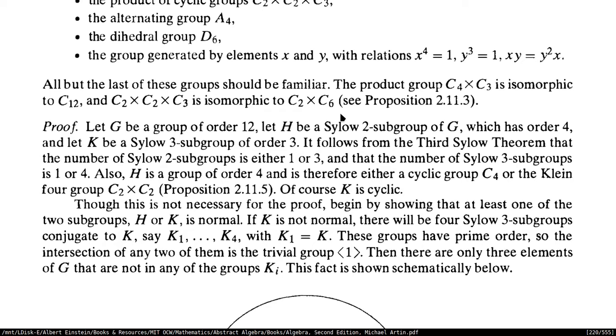The non-abelian ones. Oh, wait. I was wrong. How could I be wrong? Oh no, the Klein 4 group is just Z2 cross Z2. I'm looking at his paragraph where it says proof. It says that H is either the cyclic group or the Klein 4 group, V. V is just Z2 cross Z2.